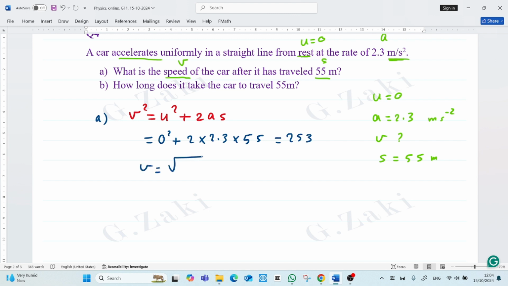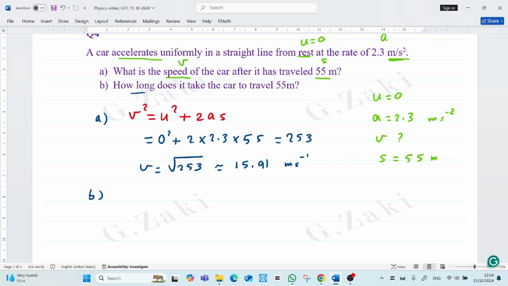Then V equals square root. We take the positive because it's in one direction. Square root of 253. So the answer approximately is 15.91 meter per second.